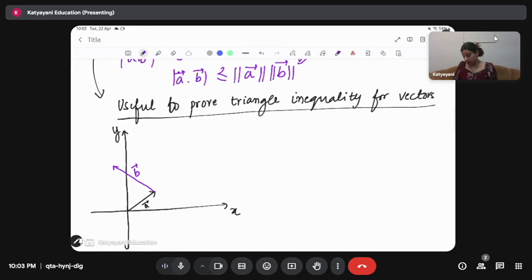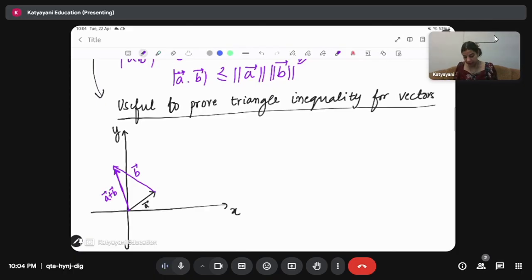So what will be A plus B? If I add these two vectors, what would be the sum of these two vectors? It would go from origin to here, right? This we have already proved, how you show the sum of two vectors on the geometric plane. So this is A plus B.